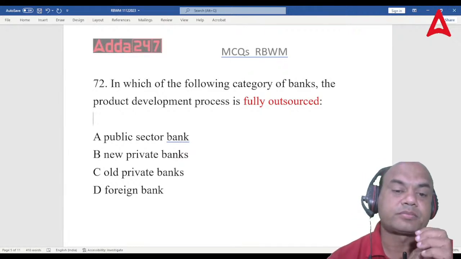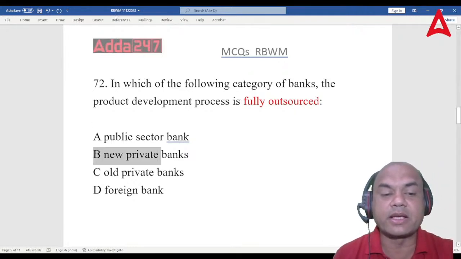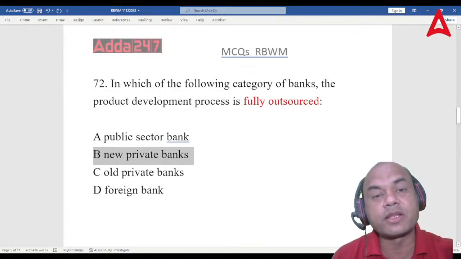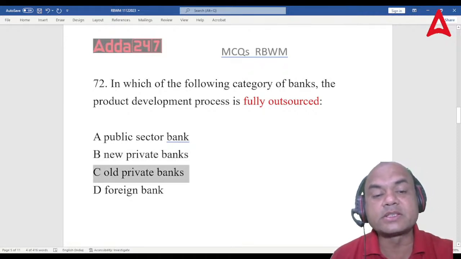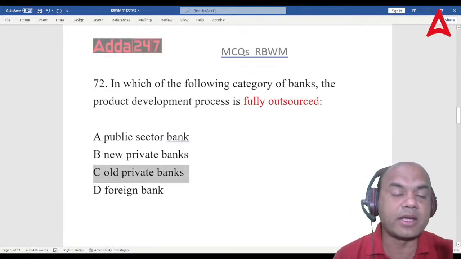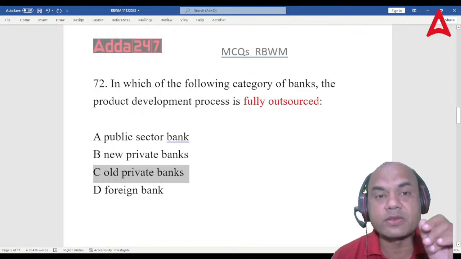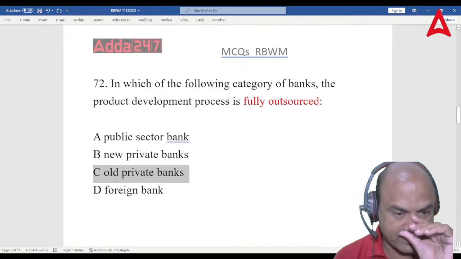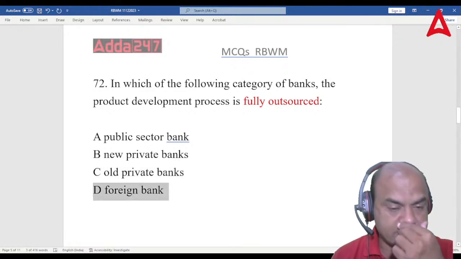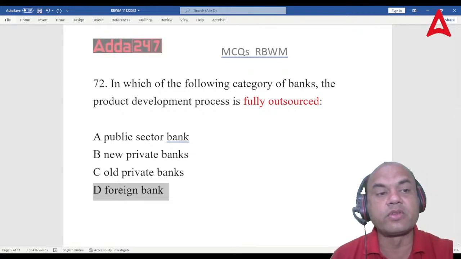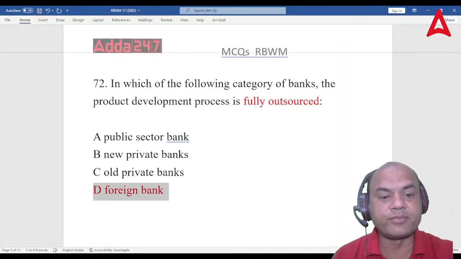So, fully outsourced in which bank? See here, new private sector banks means what? These are HDFC Bank, ICICI Bank, which came into existence after the 1991 Narasimham Committee. Old private sector banks means those banks that were existing earlier, like Karnataka Bank, Karur Vysya Bank. These banks existed long back. And the last one is foreign banks, like Citibank, HSBC. So full outsourcing is done in foreign banks, always. Remember this.